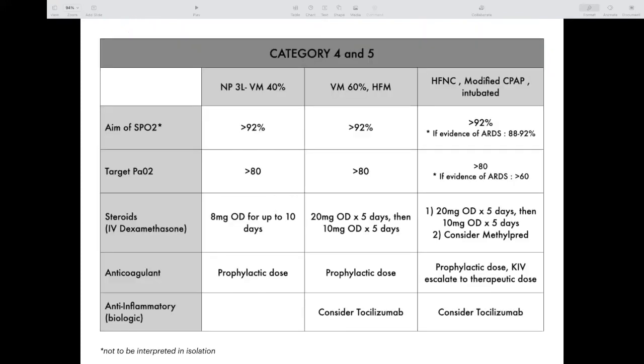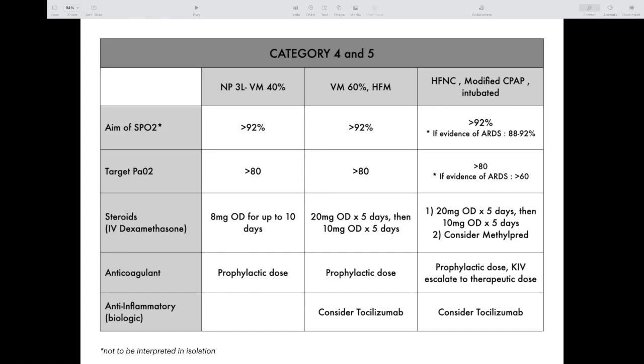This is a summary slide showing what is required for all Cat4 and Cat5 COVID-19 patients based on the oxygen requirement. The aim of SpO2, as I mentioned just now, is generally more than 92%, but as I said, it should not be interpreted in isolation. It should be related to the clinical condition of the patient at that point of time.